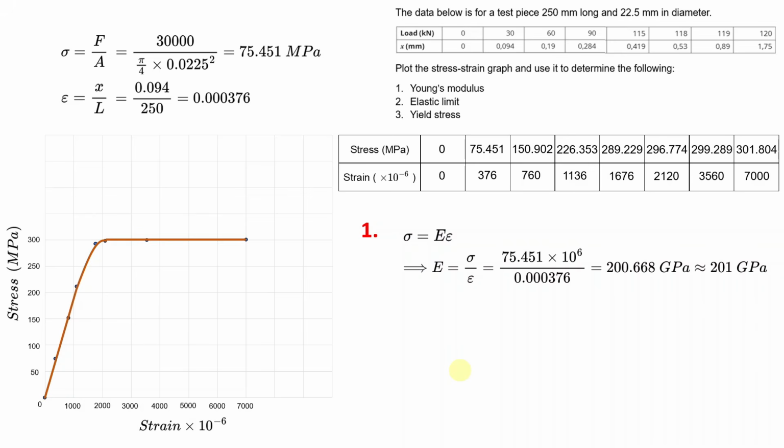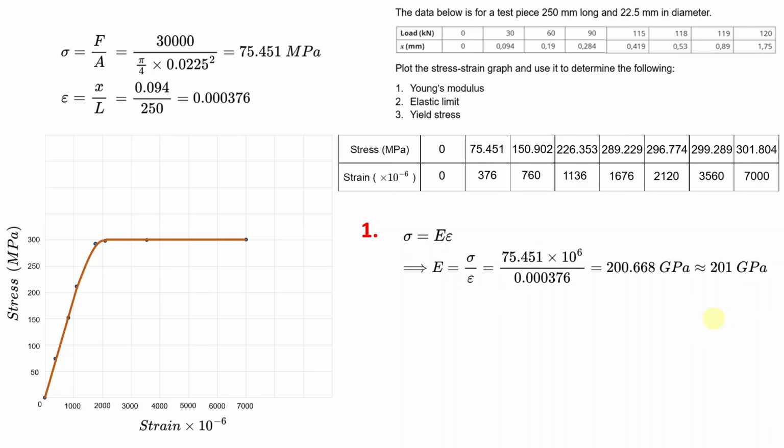Because you need to be within the limit of proportionality for you to find the Young's modulus. Okay, so in this case, for me, I just picked this first point here and I used it. The stress at that point is 75.451. The strain, we calculated at 76 times 10 to the minus 6, which is this. And so you can divide the stress by the strain, and that gives you the Young's modulus, approximately 201 gigapascals.